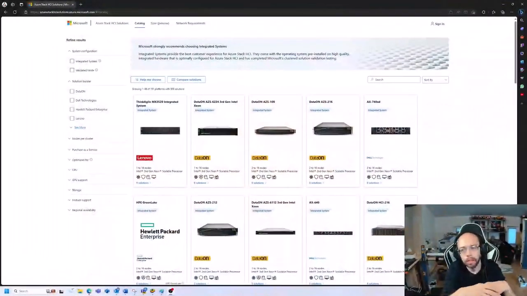As you know, we have a hardware catalog which the hardware needs to be in to be supported by Microsoft and the vendor for the solution. Otherwise, the operating system will not be supported by Microsoft.